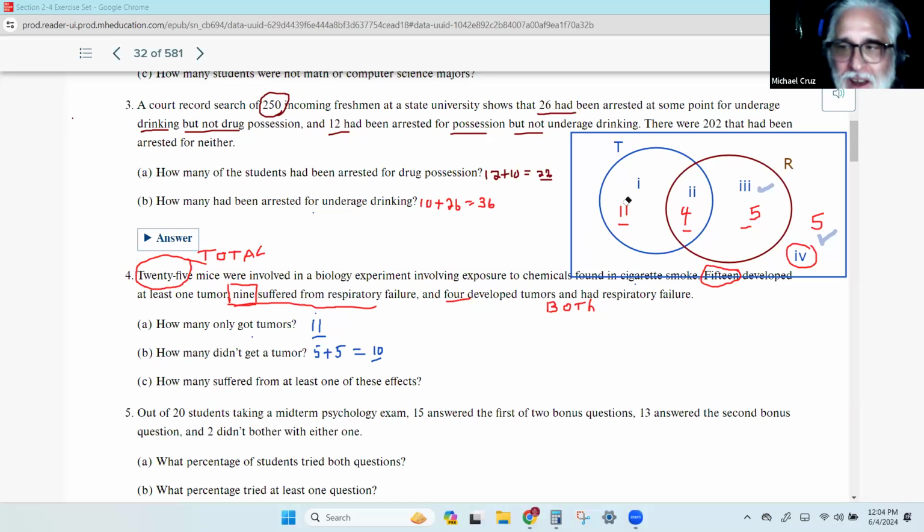Because if they're in here, they had a tumor. If they're in here, they had respiratory failure. If they're here, they had both. So these people had one of those. These are the only ones that didn't have it. So yes, it's the 11 plus 4 plus 5, which is 20. Because this one out here is the neither.